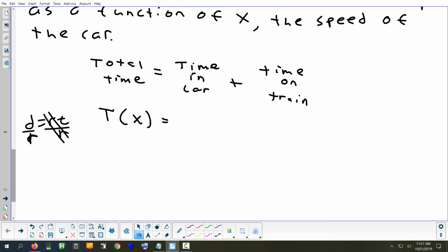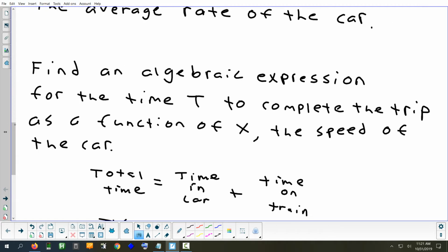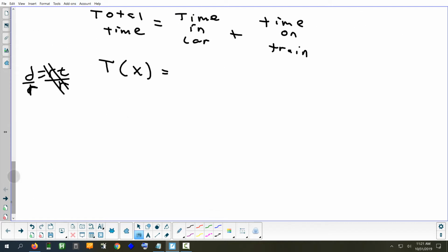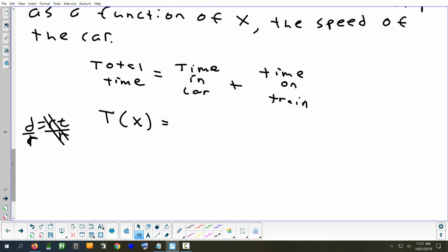So now let's figure out the time in the car. To figure out the time she spends in the car, I need to know two things about the car. How far the car went, and the rate of the car. Okay. So how far did the car go?